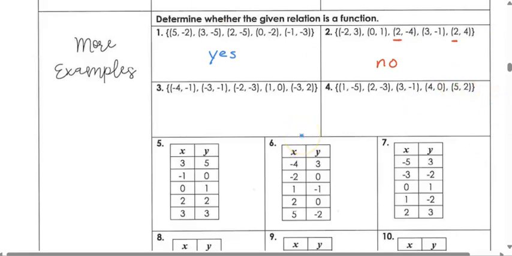All right, so I want you to pause real quick and try 3 and 4. All right, so 3 should be no because the -3 repeats. 4 should be yes because each of these numbers are different.